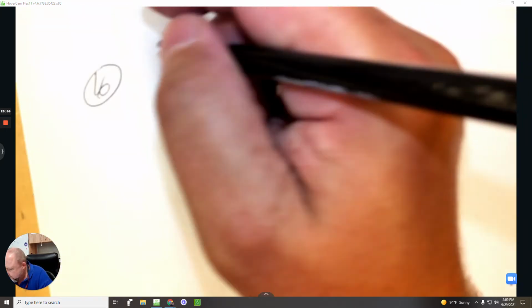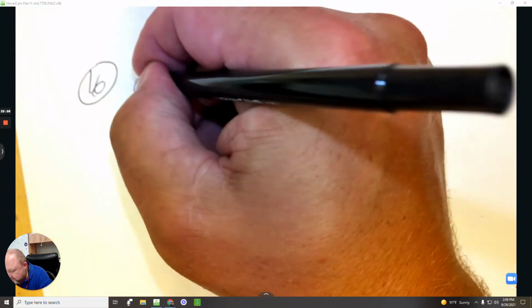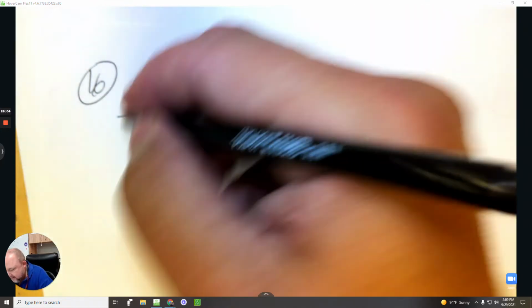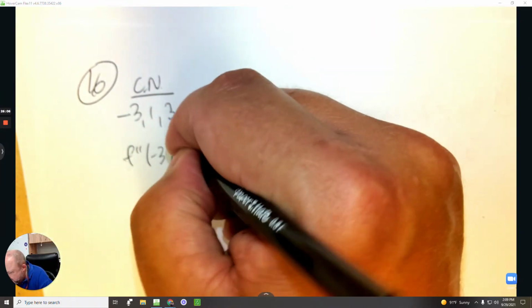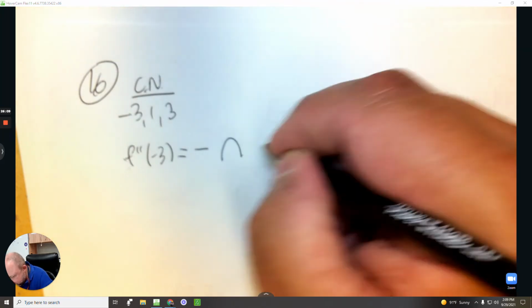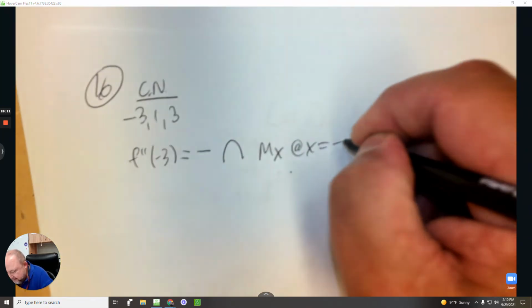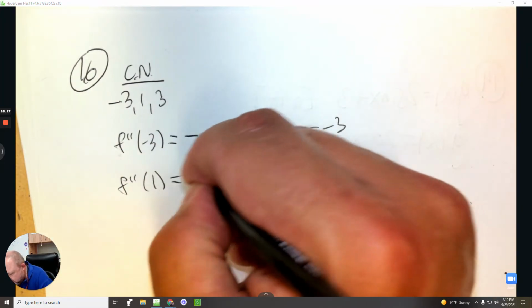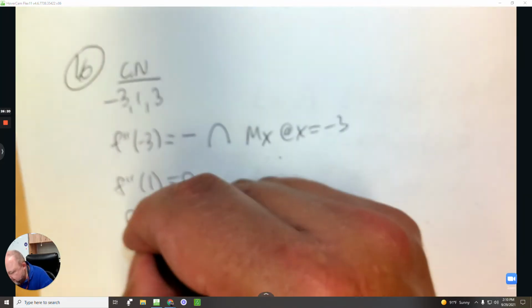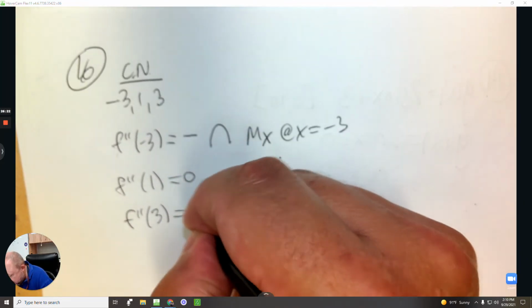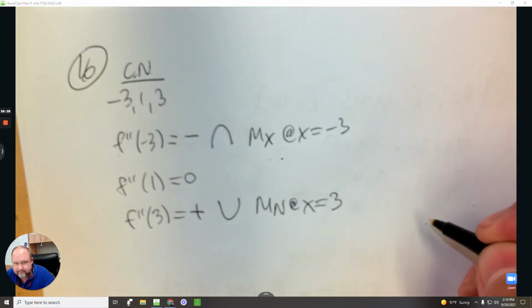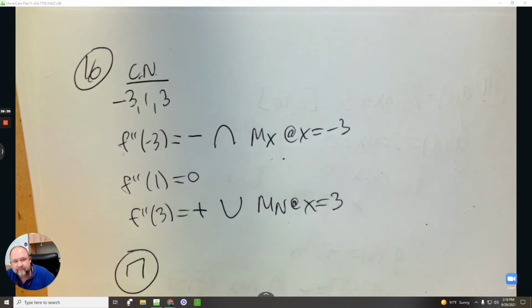Number 16. So it says the critical numbers are negative 3, 1, and 3. And then the second derivative of negative 3 is a negative answer. That's concave down. So there's a maximum at x equals negative 3. The second derivative at 1 is 0, so that's nothing. And then the second derivative at 3 is a positive answer, concave up, so that's a minimum at x equals 3. Number 17, that's what we're looking at.